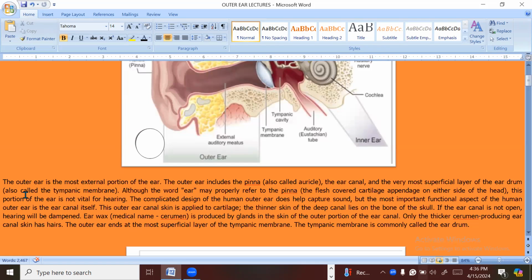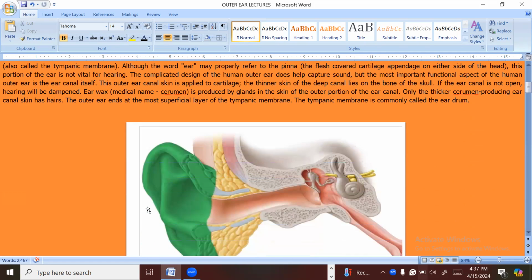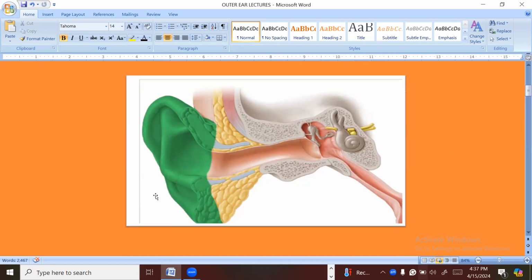The outer ear is the most external portion of the ear. It includes the pinna, also known as the auricle, the ear canal, and the superficial layer of the eardrum, also known as the tympanic membrane. So these are the major parts of the external ear, okay? That's by way of introduction. Then let's look at the major parts.